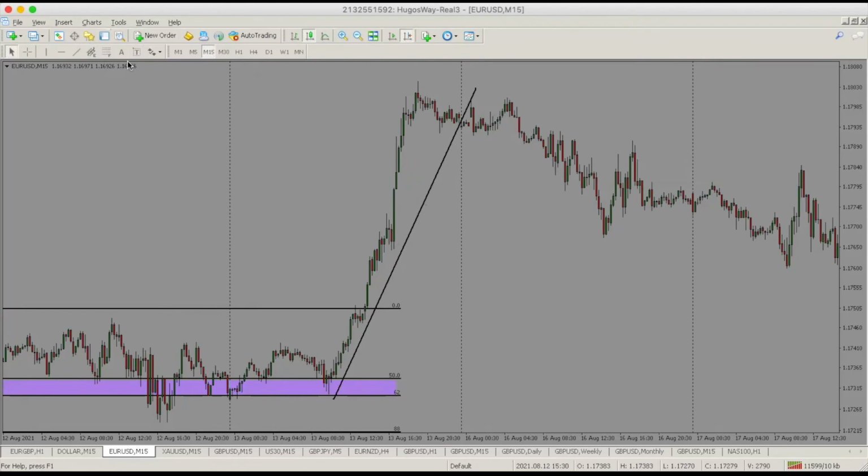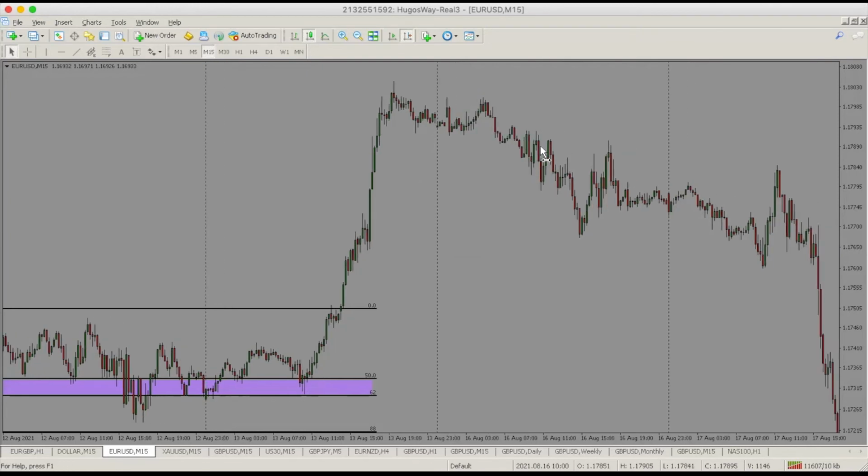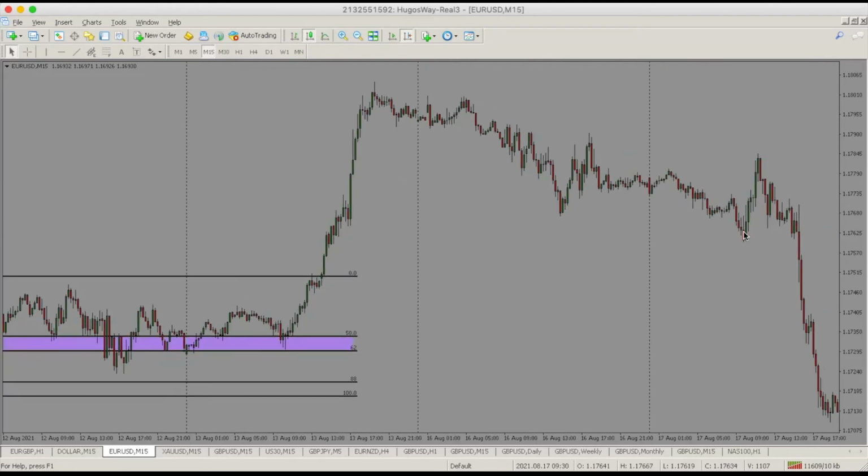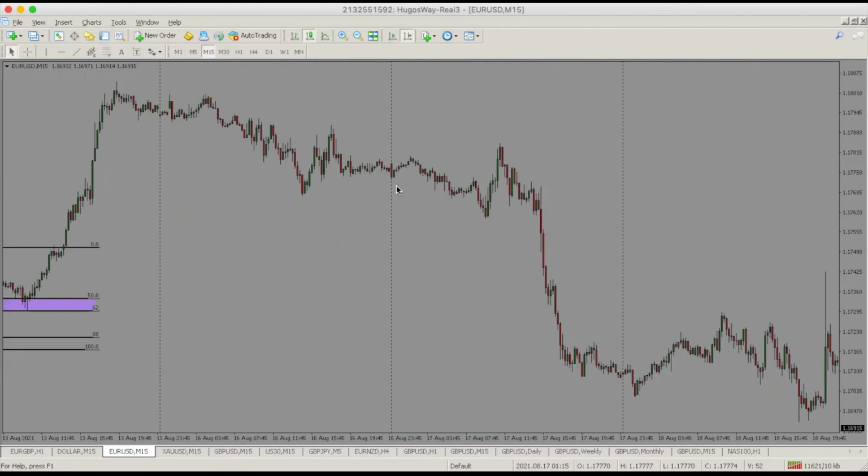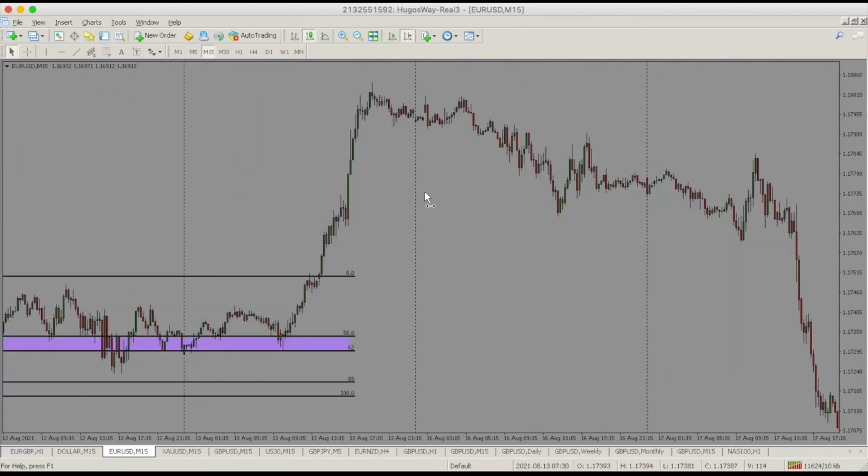Wait for this area, and then we look at the structure here. So we break it there. That leg broke structure, so we can begin looking for a fib trade. If you take this one and get stopped out, don't worry, because when it trades back down, you can look to take that. That one runs off a little bit too quick.